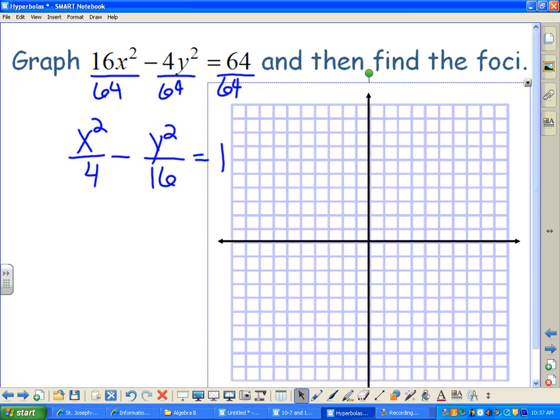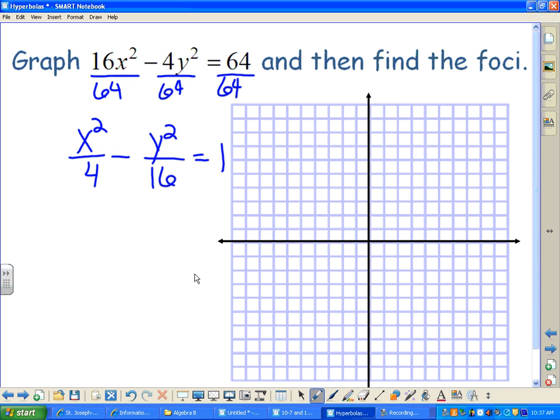Now, you already know, or you should know, which way this hyperbola is going to open. Is it going to be a sideways hyperbola or an up and down hyperbola? Sideways. Why sideways? Because the x squared is positive, so it's going to be a sideways opening hyperbola. Does everybody agree? Okay. Which means your x-intercepts are going to be where and where? 2 and negative 2. So here.